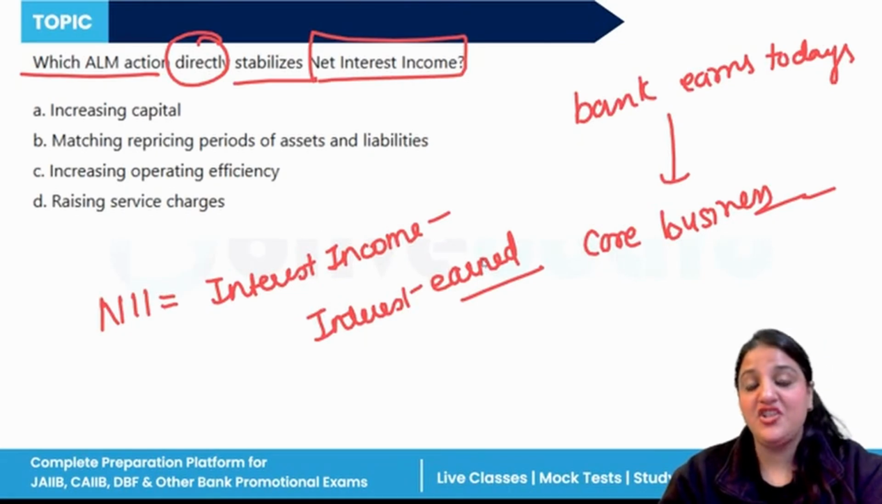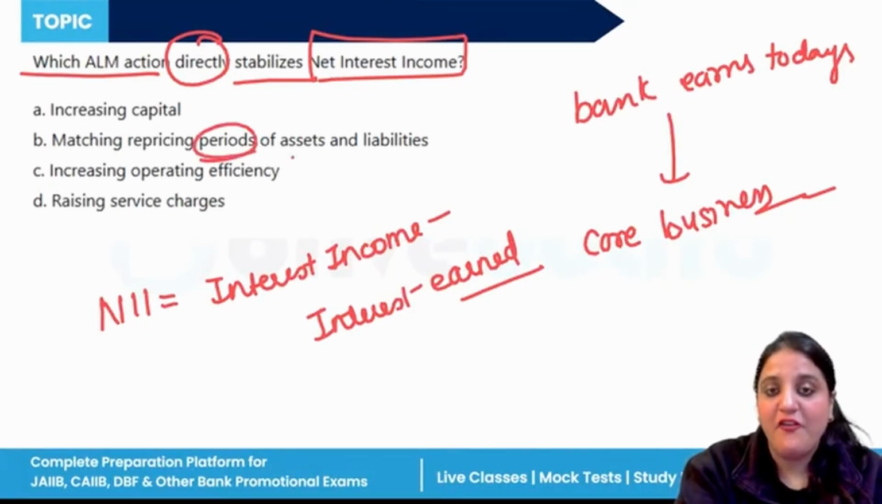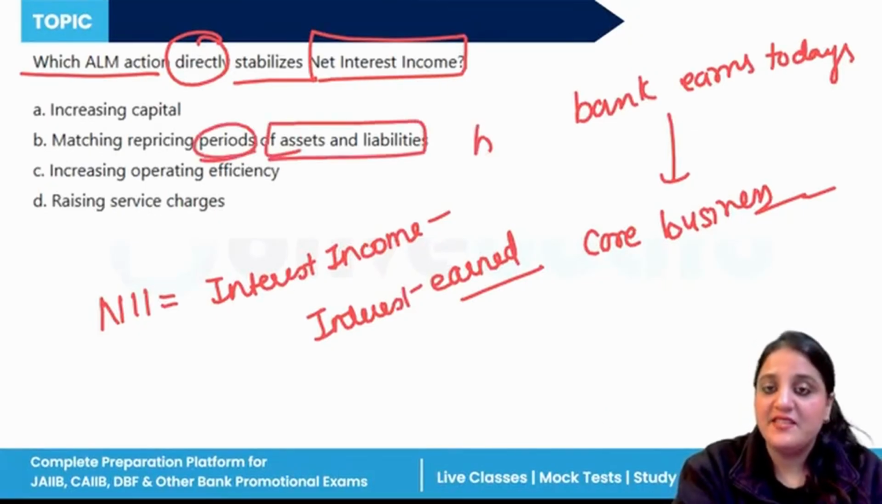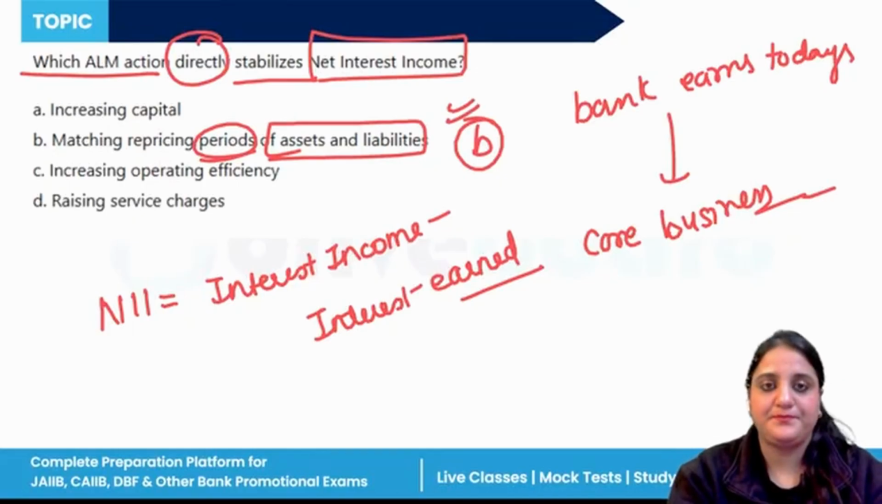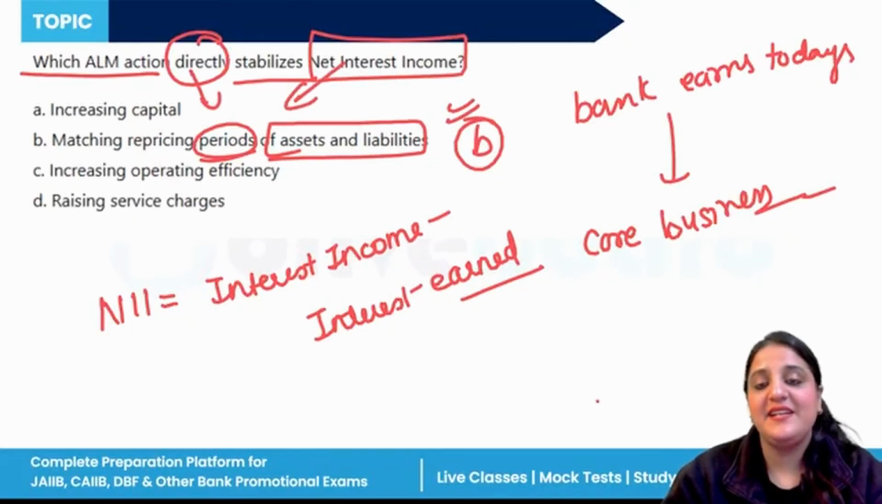So which ALM action directly stabilizes net interest income? Repricing gaps cause the NII volatility. Volatility means ups and downs, movement. So matching the repricing period of assets and liabilities, that option is correct here. That is the action that directly stabilizes net interest income.